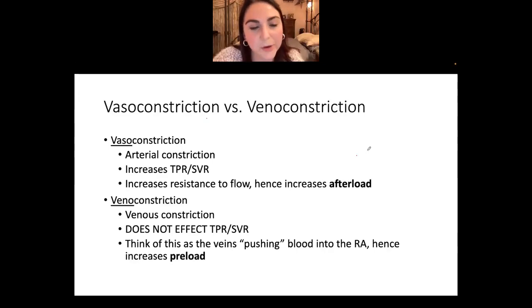Venoconstriction, you're increasing preload. Again, I'm only bringing up these definitions because some of the drugs will say the veins are affected or the arteries are affected. You have to know because that's when they'll tie in these physio concepts like afterload and preload.